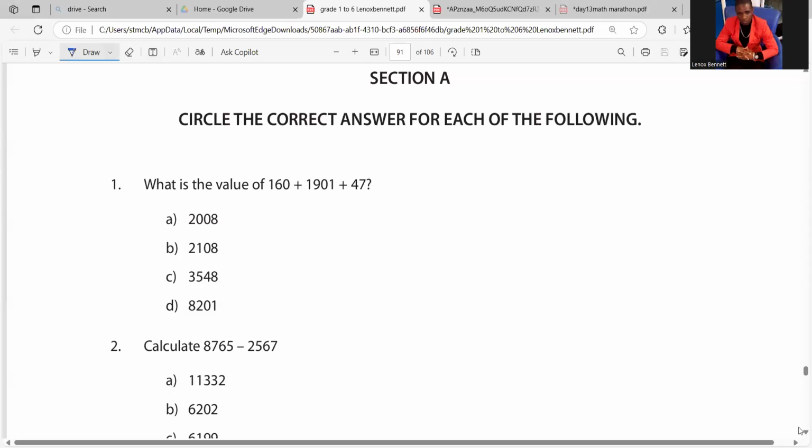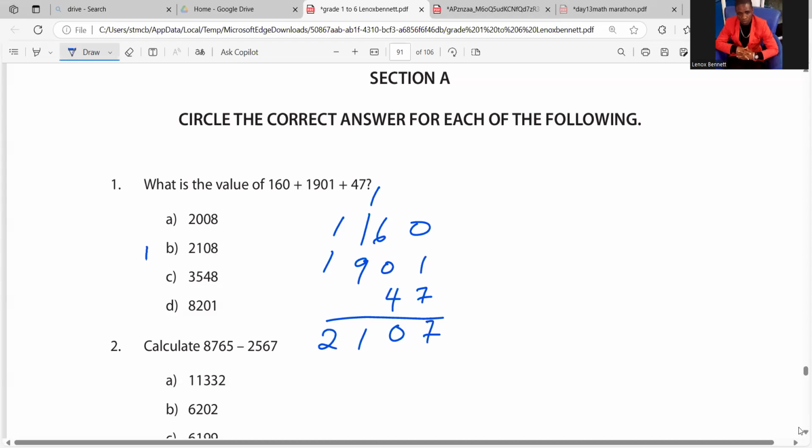I could just freestyle this one, for the interest of time. So we add, remember, ones under ones, tens under tens. Correct, Jaden. So this will be 7, 4 under 10, 0, carry the 1. 9 and 1 is 10, plus 1 is 11. So that gives us 2,108. Correct, Powell. Let's go to the next one, guys.